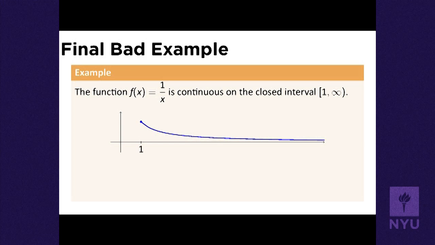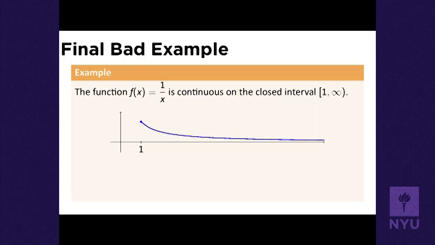Here's a third example. Consider the function f of x is 1 over x. That's a continuous function, at least where it's defined. Use the domain 1 to infinity. This is actually a closed interval because it includes the endpoint 1, and there isn't any endpoint on the other side to include. It's everything greater than or equal to 1. Okay, that's a continuous function. That's a closed interval. What's the minimum value of the function on this interval?